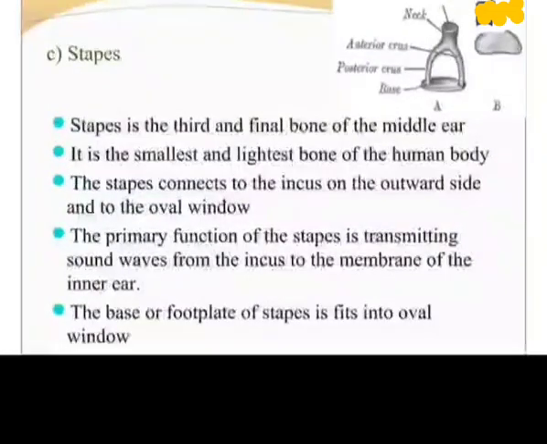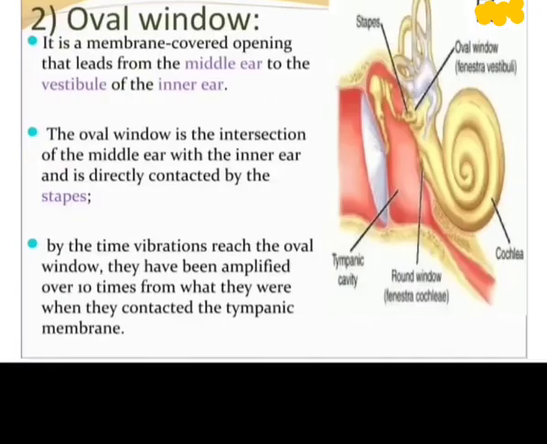So next we will discuss the stapes. So what is the stapes? It is the third and final bone of the middle ear and it is the smallest and lightest bone of the human body. The stapes connects to the incus on the outward side and to the oval window. Okay, and the primary function of the stapes is transmitting sound waves from the incus to the membrane of the inner ear, and the base or footplate of the stapes fits into the oval window. So what is its function? Transmission of sound waves from the incus to the inner ear. So this is the function of the stapes and it is the smallest bone of the ear.